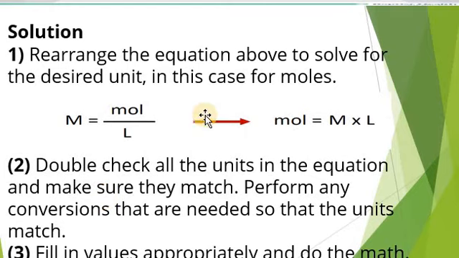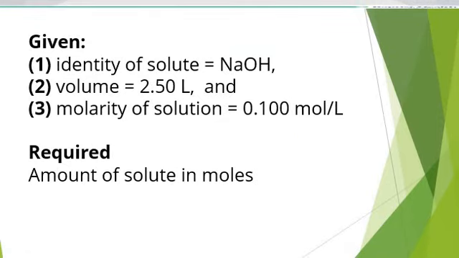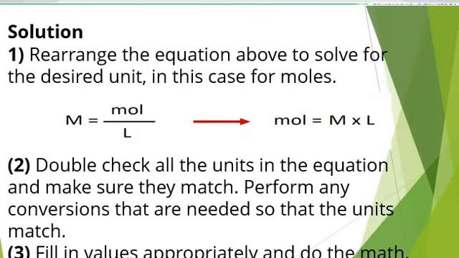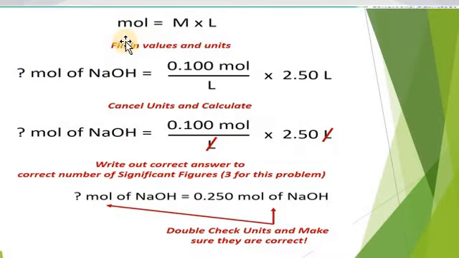Now you calculate this and think about what answer will come when we place the values in our question. First we will find the moles, that is, how many moles we require to prepare a 0.1 molar solution for a volume of 2.5 liters. This is the calculation: moles equal molarity into liters. We place 0.1 moles per liter into 2.50 liters, and by this the liter is cancelled, and after that we get 0.25 moles of sodium hydroxide.